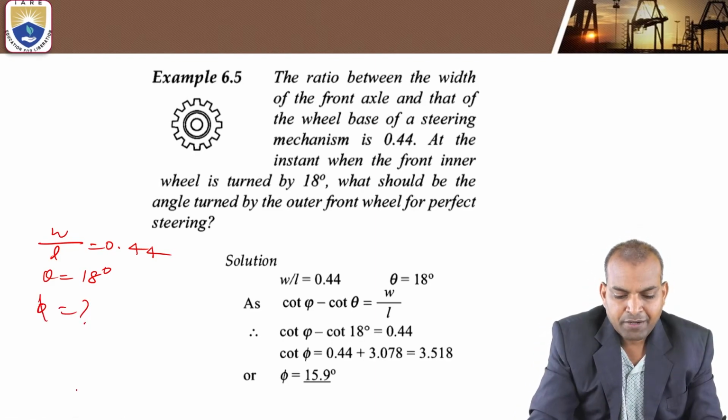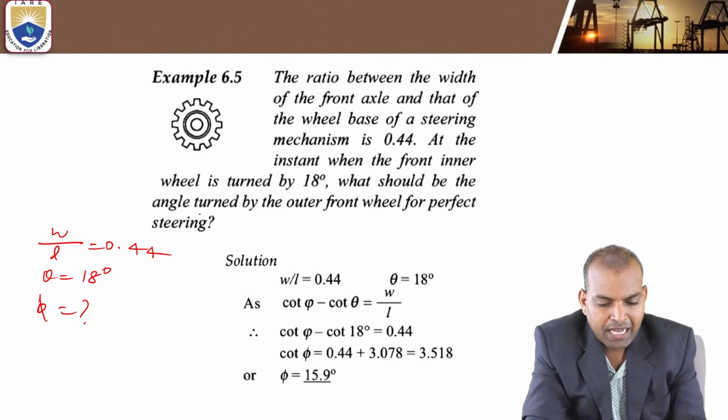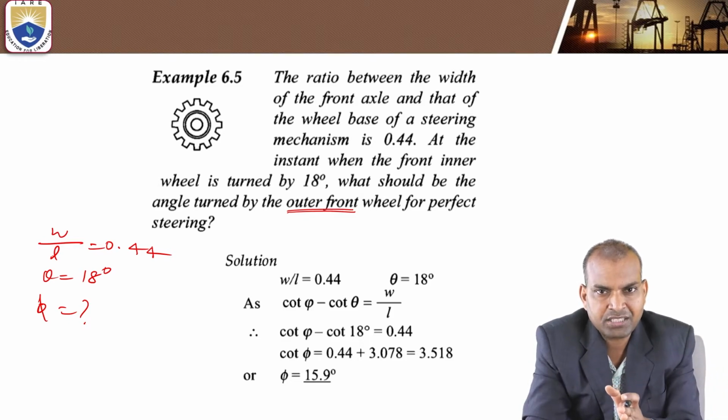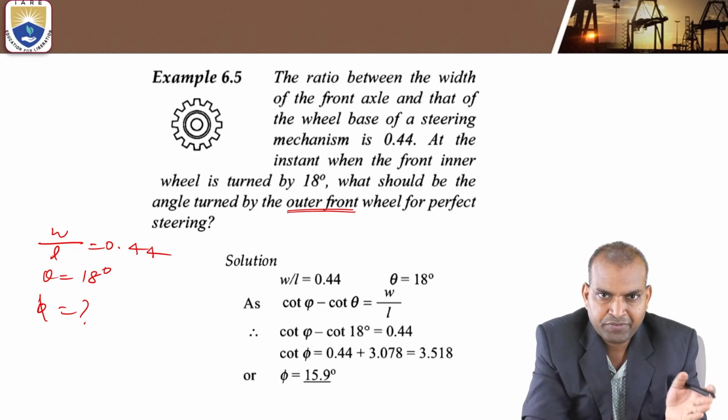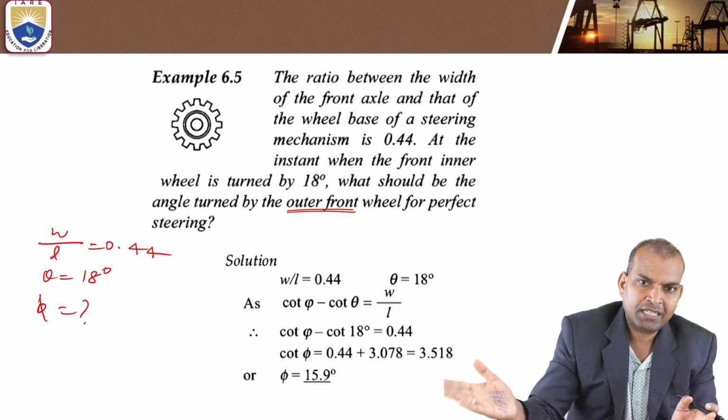So basically, it is not mentioned what the condition for correct steering should be. In order to find the angle, the inner front wheel is the left wheel, if you are looking from the rear wheels towards the front wheels. When you are taking a left turn, the left wheel is the inner wheel and the outer wheel is the right wheel.